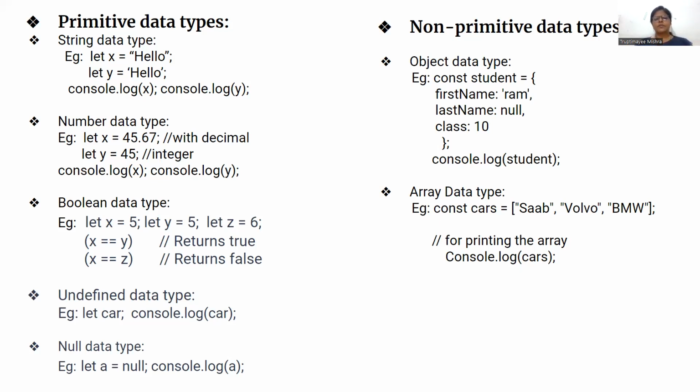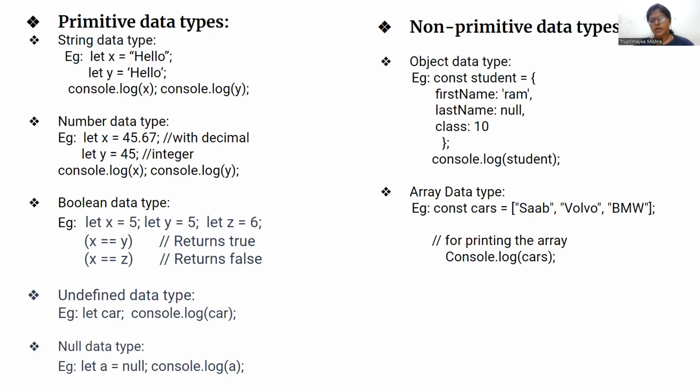In the null data type, the example is let a equal to null. Next, the non-primitive data type, the object data type: const student, first name Ram, last name null, class equal to 10. In the output, console log student, the output will be present, that is Ram, null, and 10.